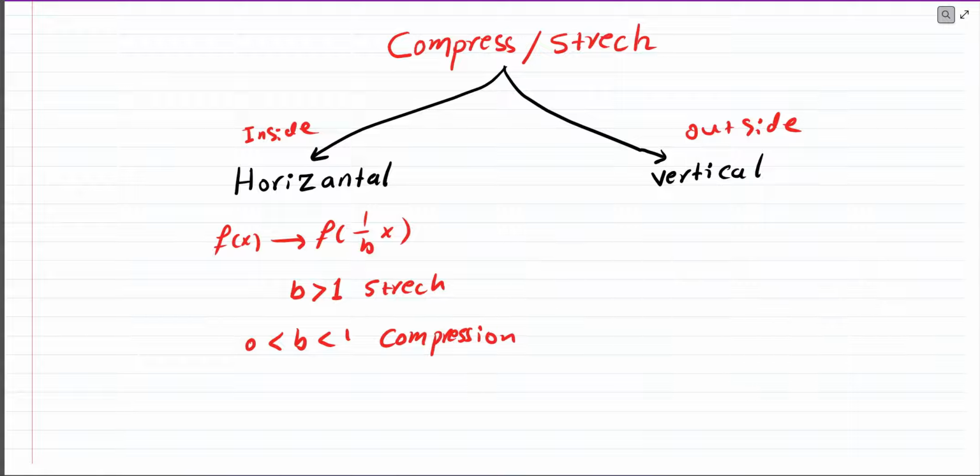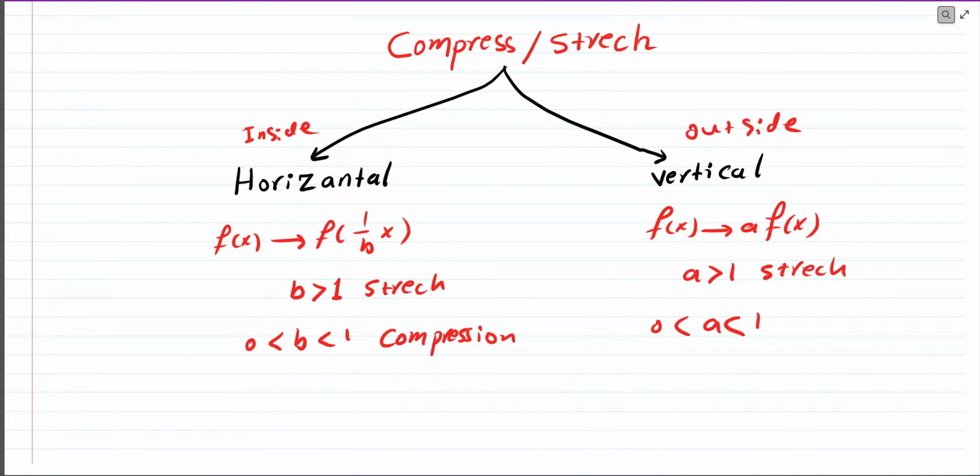Same thing for vertical. Vertical is outside. So what will happen to f of x? We will multiply the f by a number outside. If this number was greater than 1, so this is stretch. If this number was between 0 and 1, this is compress.